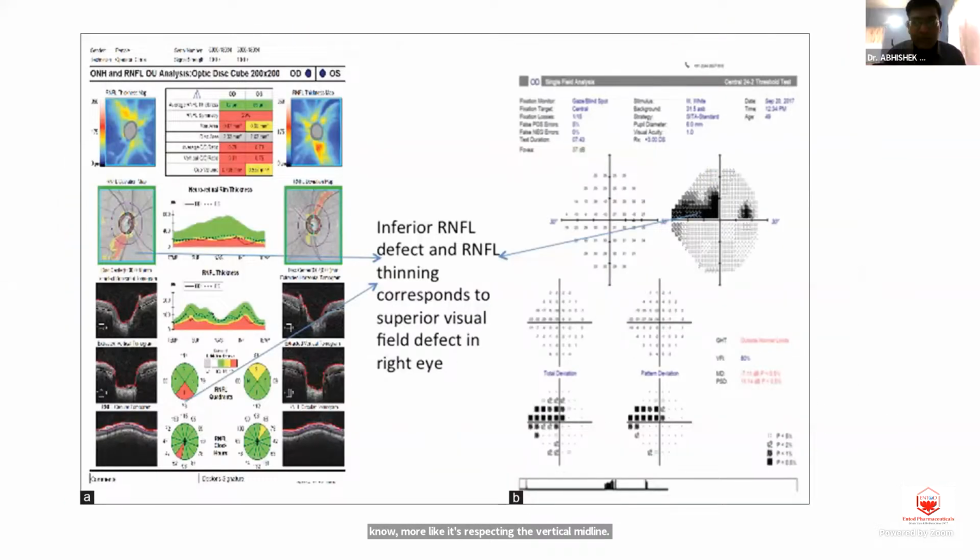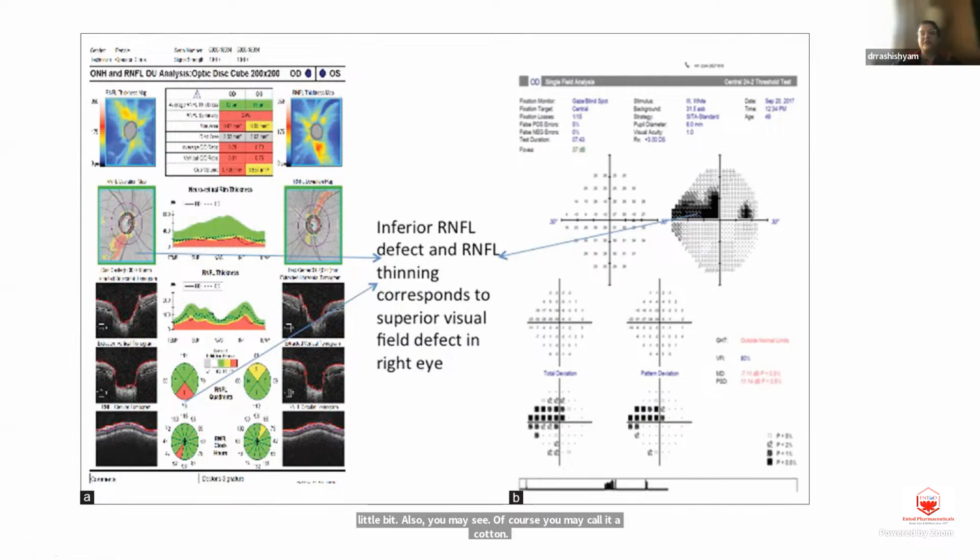This one, ma'am. It is almost like an evolving quadrantanopia. This is a very early field defect that you get to see, and an RNFL defect you may also see. Of course, you may call it a quadrantanopia, but because it involves the center.